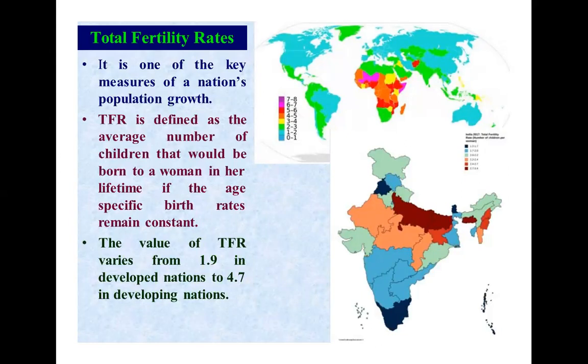Total fertility rates. It is one of the key measures of a nation's population growth. If the fertility rate is high, then obviously the population growth will be more. TFR is defined as the average number of children that would be born to a woman in her lifetime, if the age specific birth rates remain constant. The value of TFR varies from 1.9 in developed nations to 4.7 in developing nations.